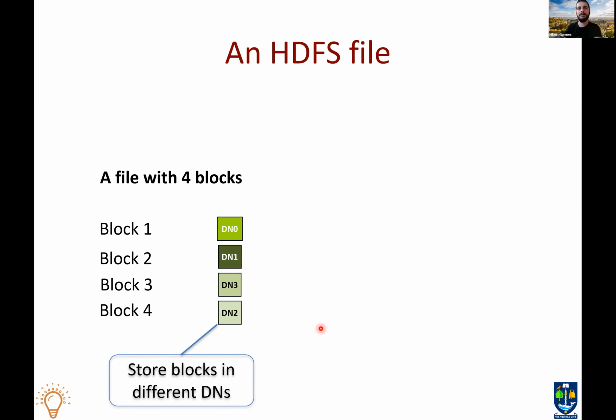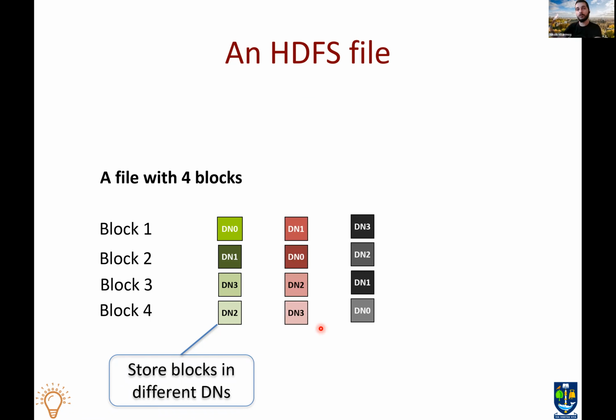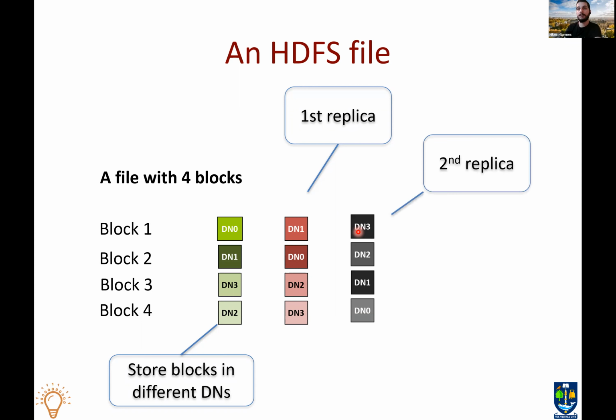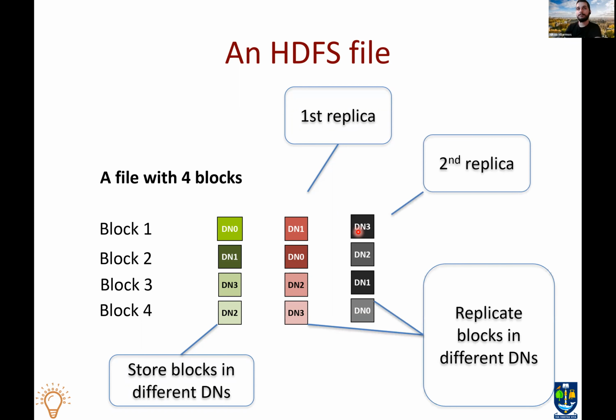But then you could go and create more copies of these blocks. And all 3 replicas of each block should go to different data nodes, again for the same reason. If a data node goes down, you don't want to lose all of the replicas of your block. So this is the first key point here.